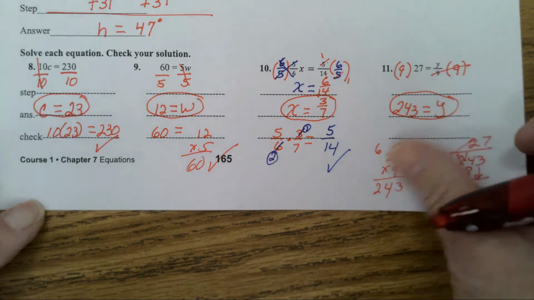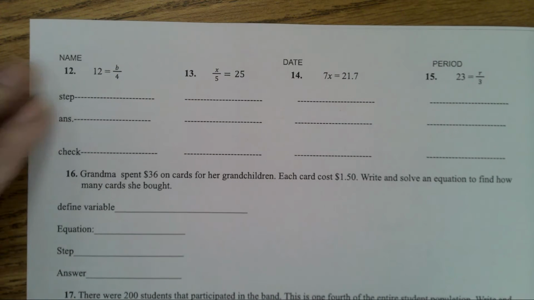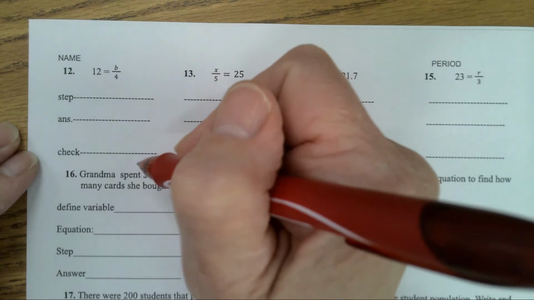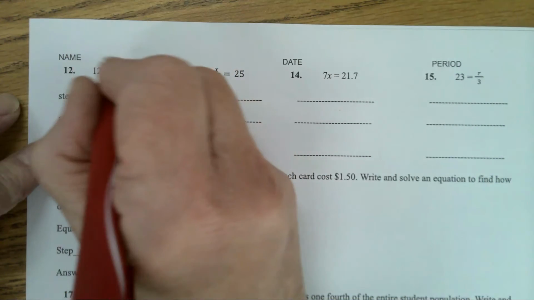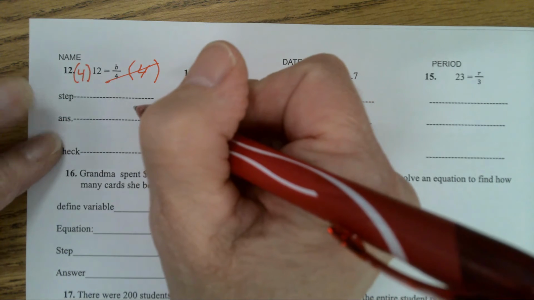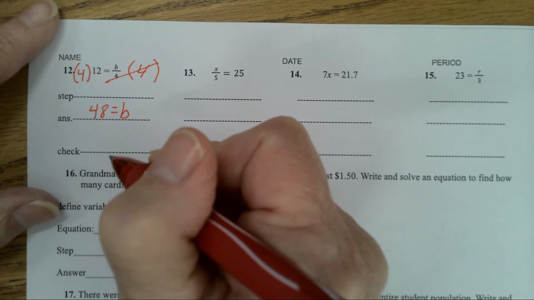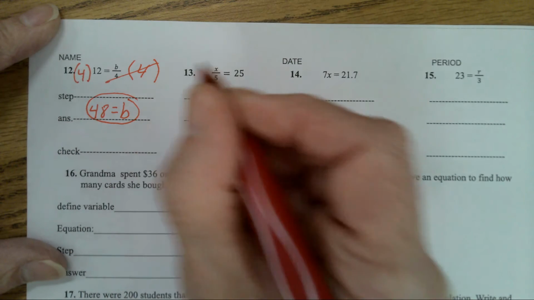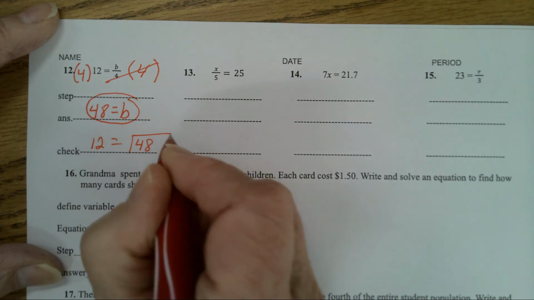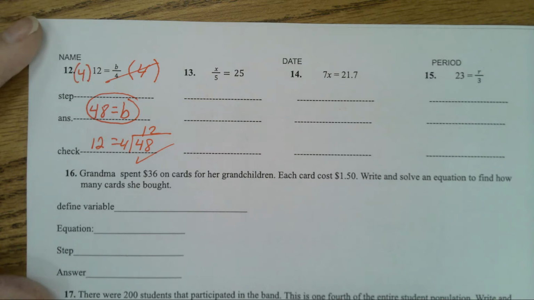Okay, let's go to the back. We have some more problems. In number 12, this says 12 equals b divided by 4. To undo dividing by 4, we're going to, class, multiply, and you show multiplication with a parenthesis. 12 times 4, 48. Quiet please. 48 equals b. Now, for the check step, does 12 equal 48 divided by 4? Yes, it does. Now let's go on to number 13.